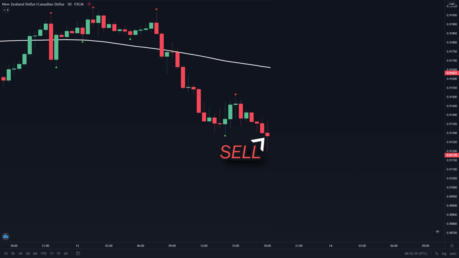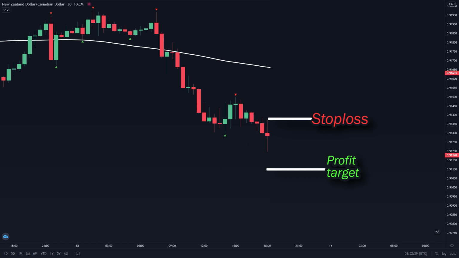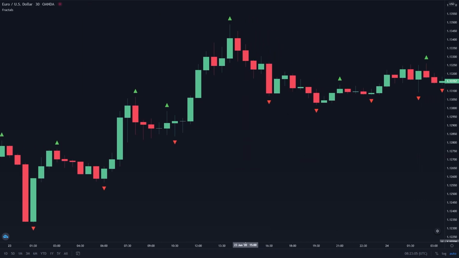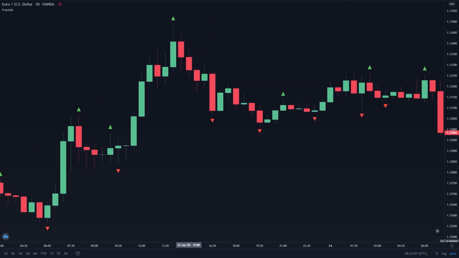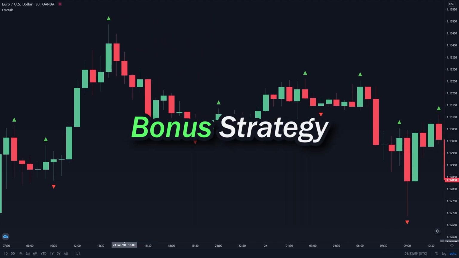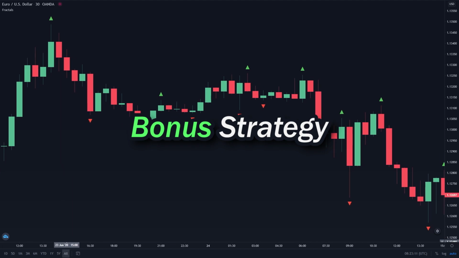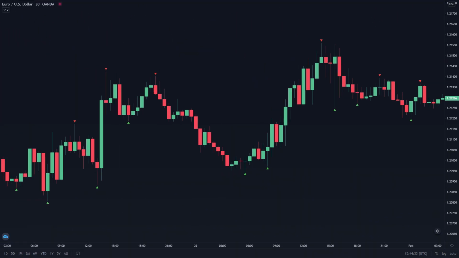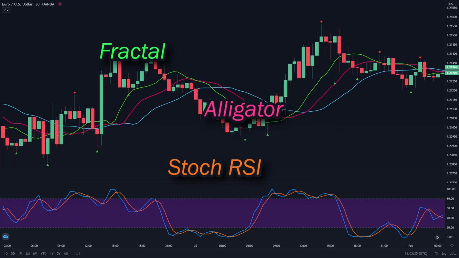Then, you place your stop loss above your entry candle and set your profit target at 1.5 times your stop loss. And as you can see, this trade ended up being profitable. And that's how you trade the fractal as a breakout strategy. Now, as a bonus, I'm going to show you another way of trading the fractal. And that is by combining the fractal with the alligator and the stochastics RSI.